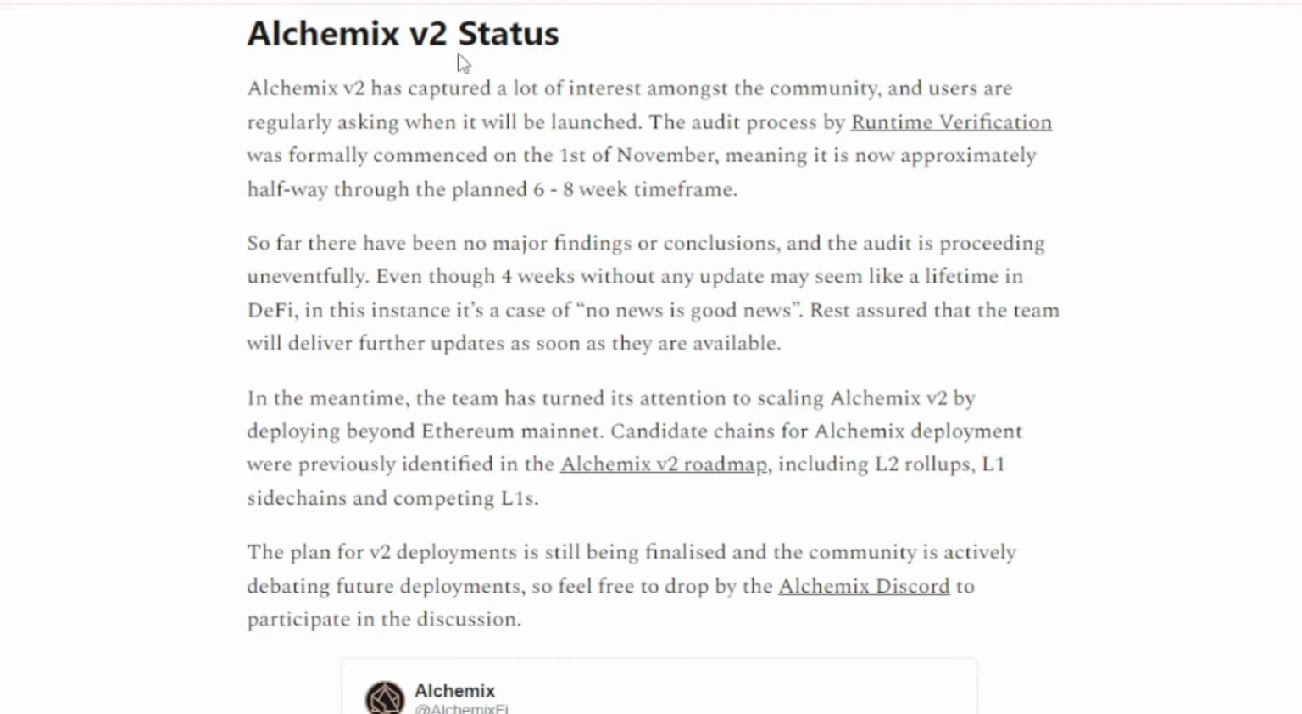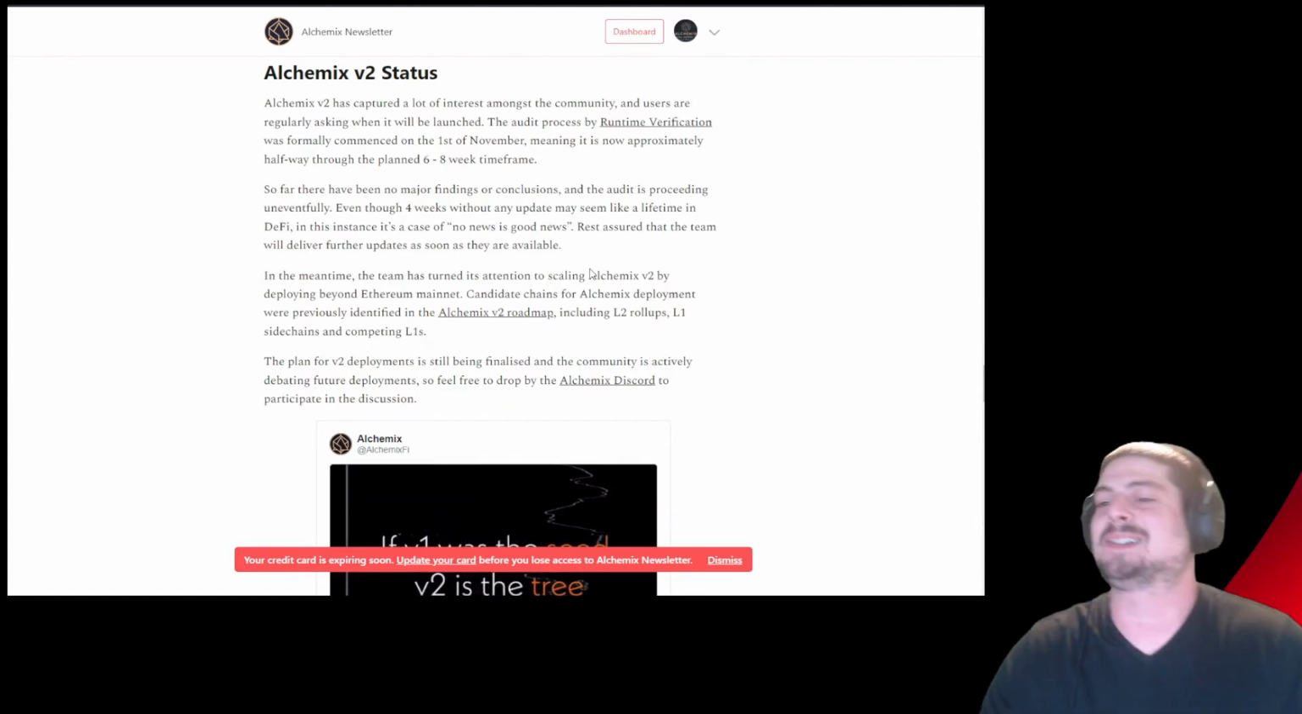The team has turned its attention to scaling Alchemix V2 by deploying beyond Ethereum mainnet. Candidate chains for Alchemix deployment were previously identified in the Alchemix V2 roadmap, including L2 rollups, L1 sidechains, and competing L1s. The plan for V2 deployment is still being finalized, and the community is actively debating future deployments. So feel free to drop by the Alchemix Discord and participate in the discussion.